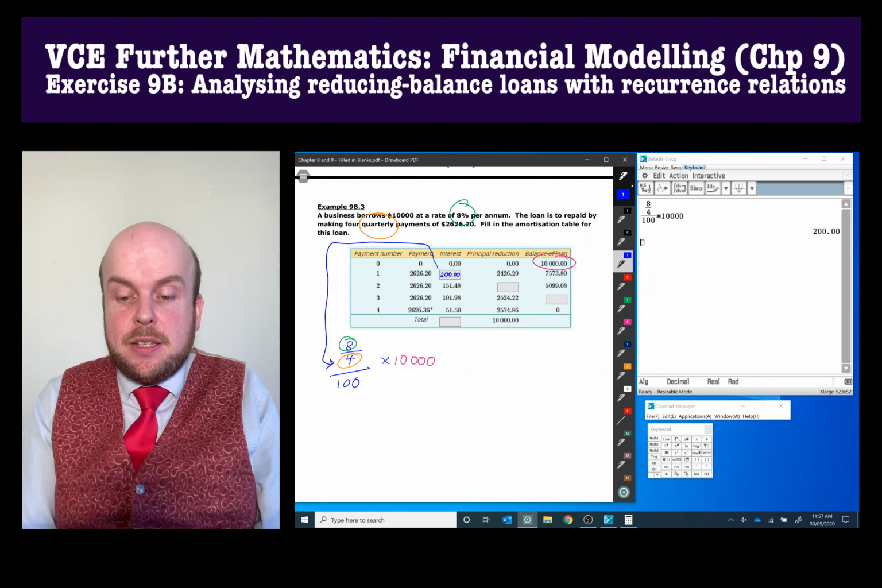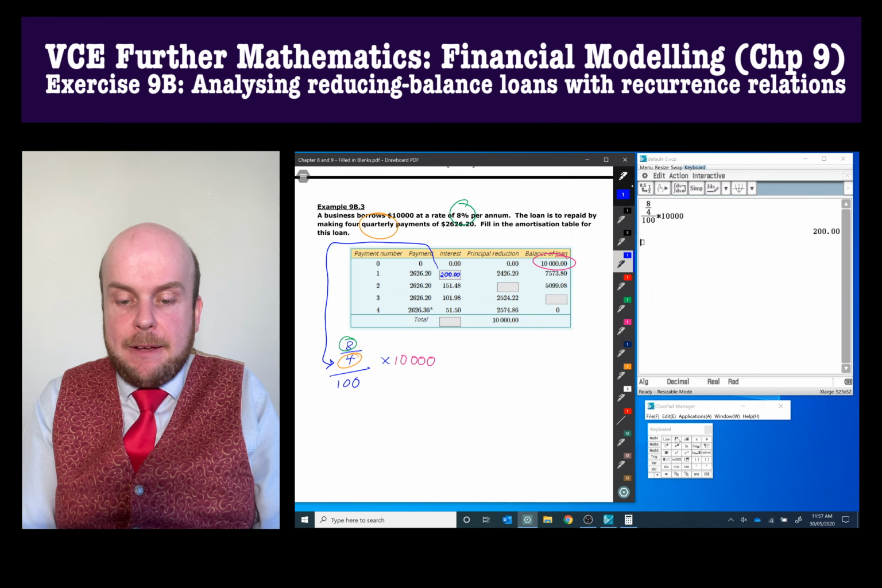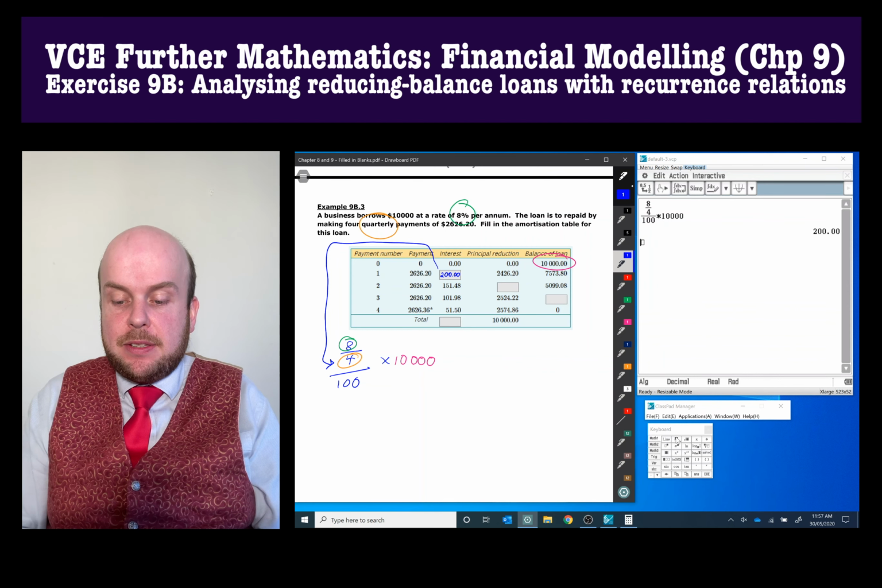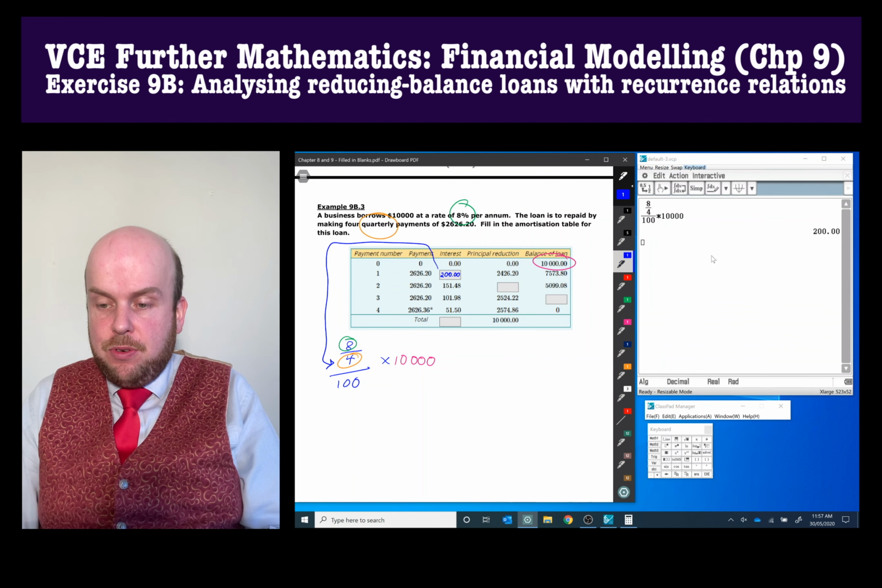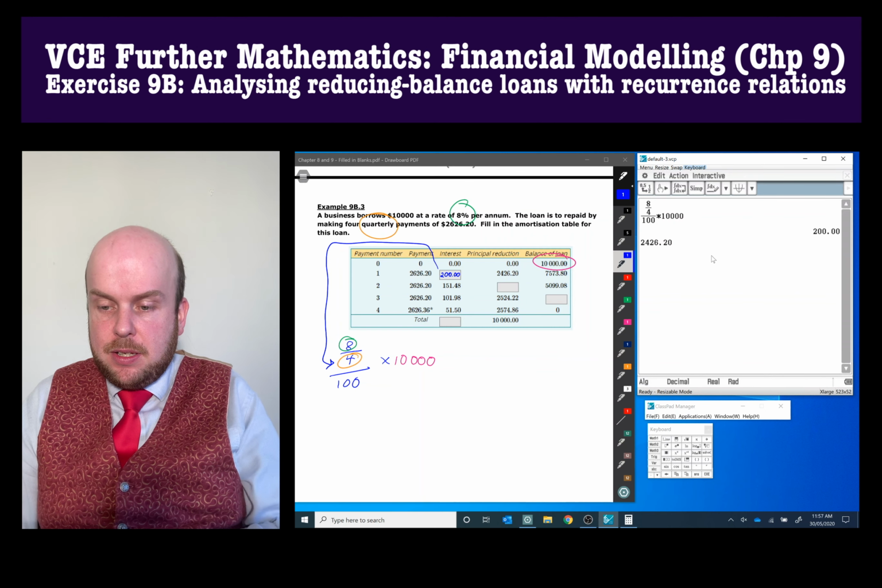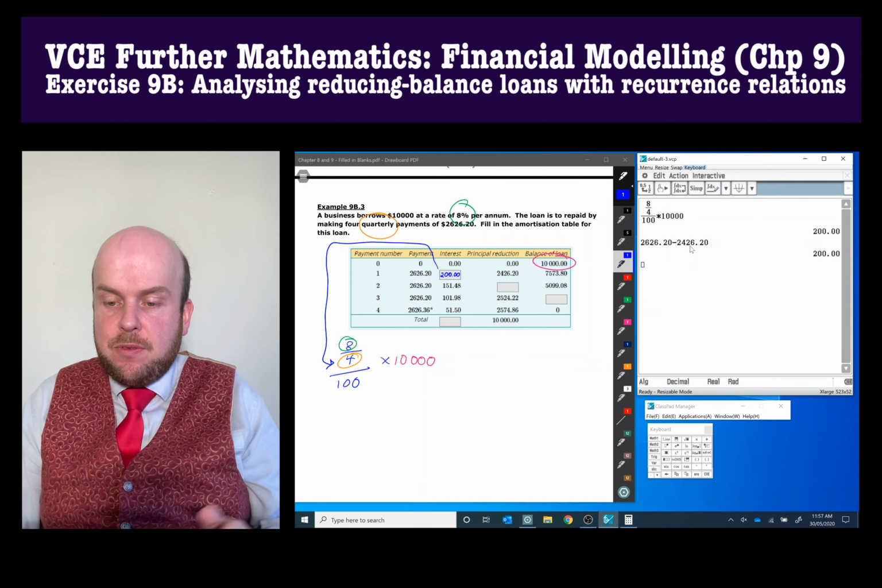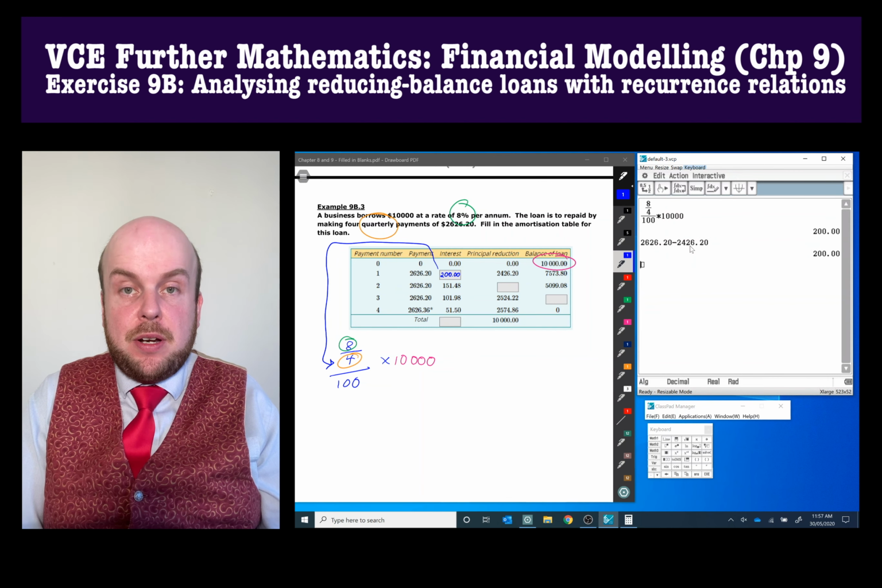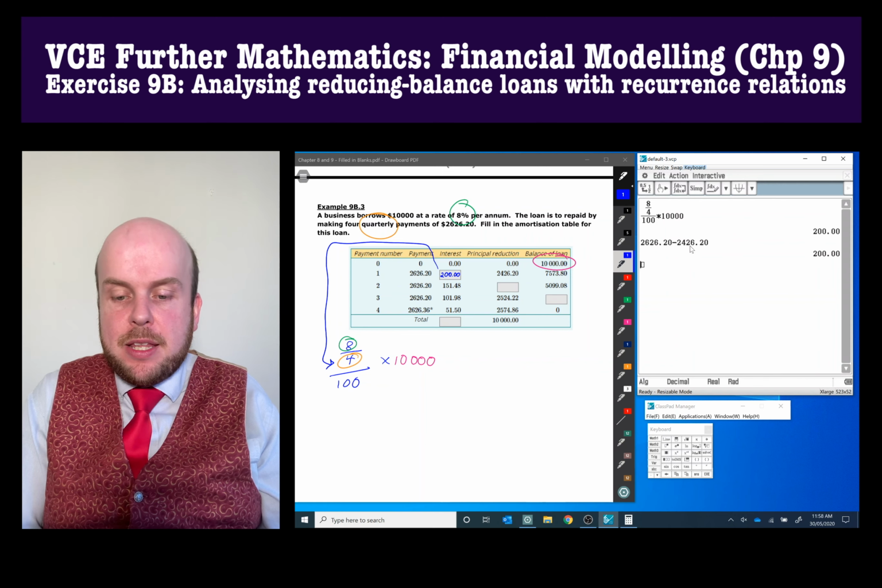We can double check to see if this is correct because we want $200 plus the principal reduction should be equal to the payment here, this 2,626. So 2,626.20 take away 2,426 is equal to $200. So there is another way that we can actually go and get that $200.